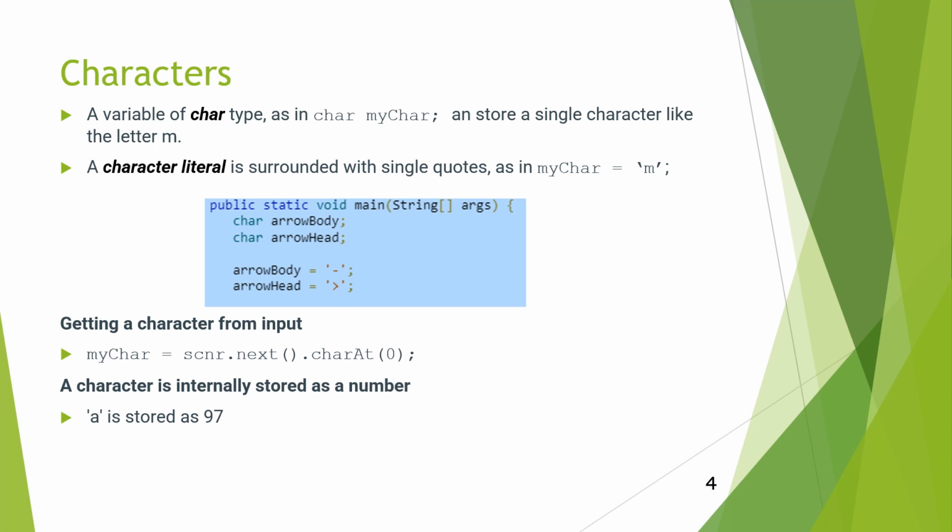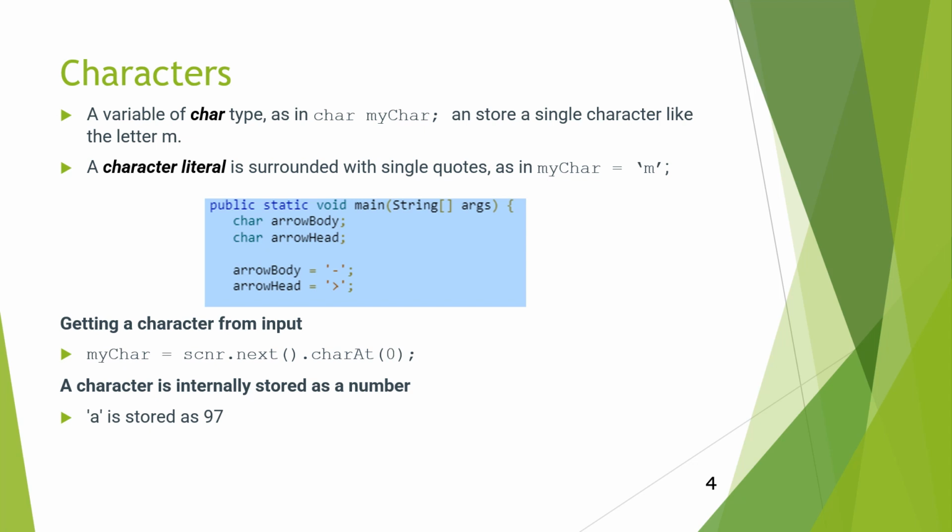Coming to characters, a variable of character type, as in char myChar, can store a single character like the letter M. Its character literal is surrounded with single quotes. You can see an example over here, like myChar is equal to 'M'. And we get the input like scanner.next().charAt(0). So scanner.next reads the string, and charAt(0) gets the starting letter of that string.